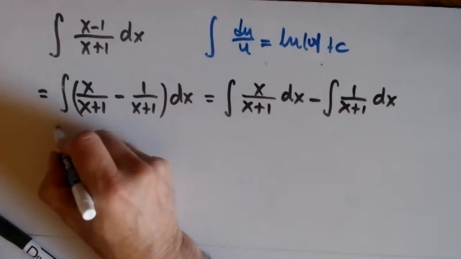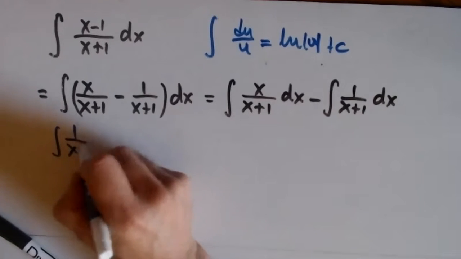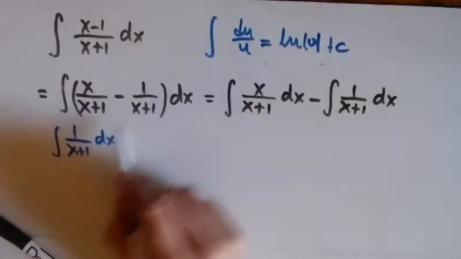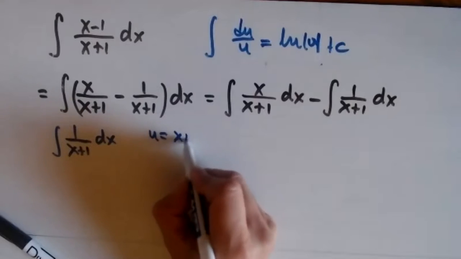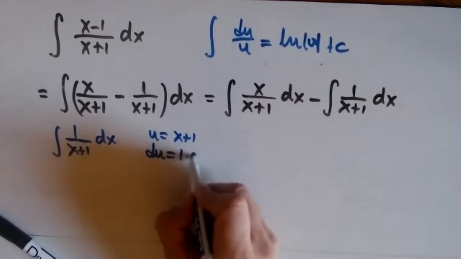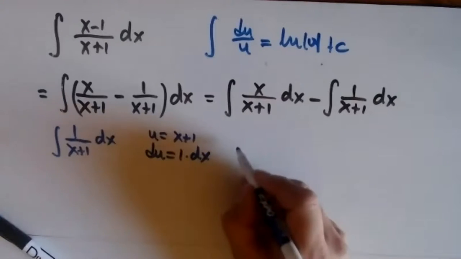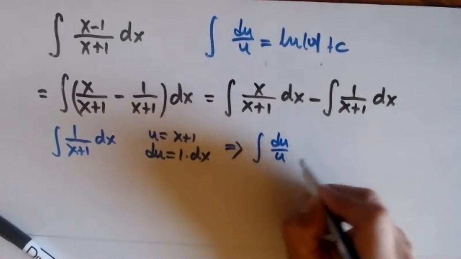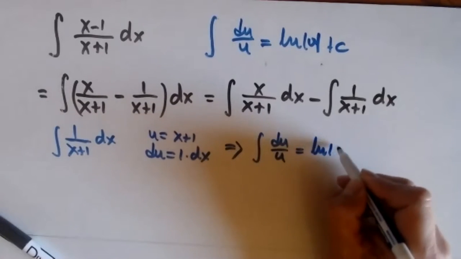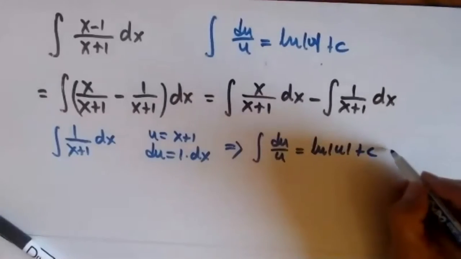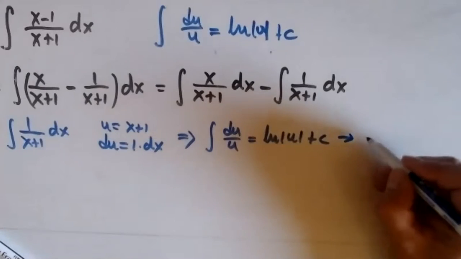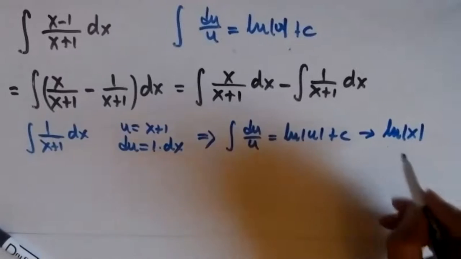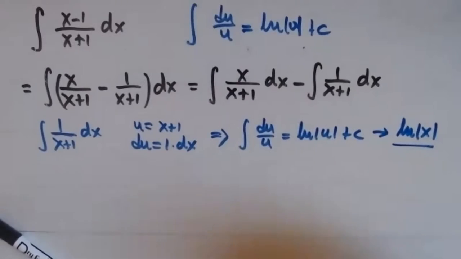So I'm going to take the integral of 1 over x plus 1 dx, correct? The u substitution, because it's the same shape, you see, is u equals x plus 1, and du is 1 dx. So this integral is going to be transformed directly into du over u. So this is going to be ln u plus c. So the first integral is going to be ln absolute value of x plus 1, and I'm going to forget the constant now. This is my first integral. What about the second one?